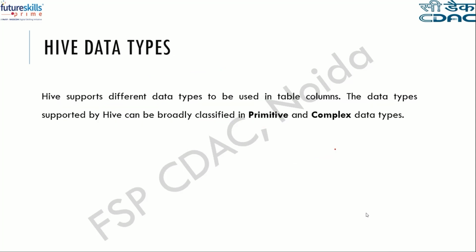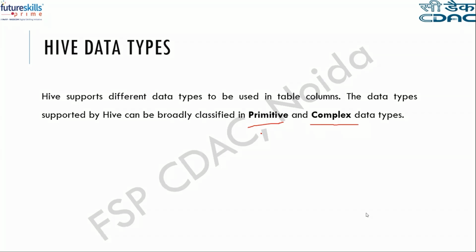Okay. Now let's see the Hive data types. Hive supports different data types, which can be used in table columns. Basically, there will be the primitive data types and the complex types. Primitive means simple data types like integer, float, very simple. We will see some examples as well. When we create a table, I have examples of the primitive data types. Complex types are arrays, structures, and all those things.